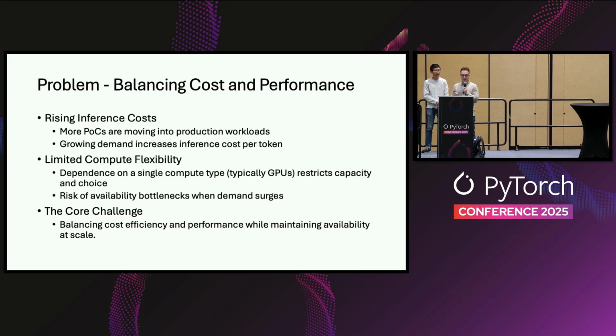At the same time, many teams are constrained by limited compute options, often relying solely on GPU. That can create availability constraints and limit flexibility in demand spikes. The challenge here is the combination of both. How do you balance cost and performance with availability and all the things that production deployments entail?